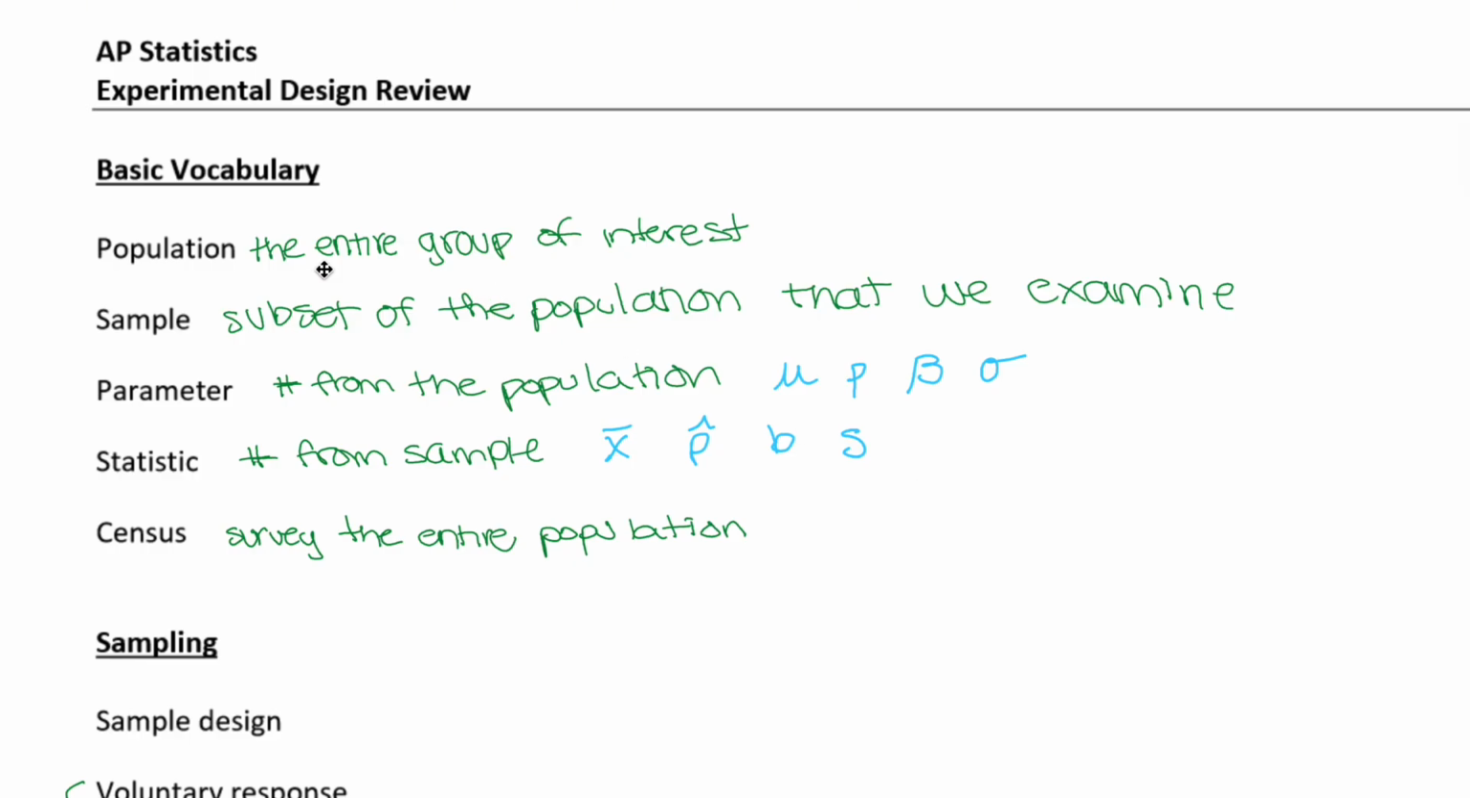So starting with some basic vocabulary. Population means the entire group of interest. Sample means subset of the population that we're examining. Parameter means number from the population, and those are some common symbols we're going to see: mu, p, beta, and so on. So be sure to familiarize with those. Statistic means number from sample. Those are also the symbols that correlate with parameter, and you can see that they correspond to each other. Census means survey the entire population.